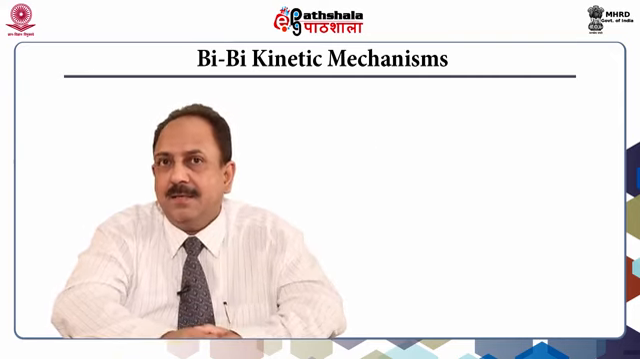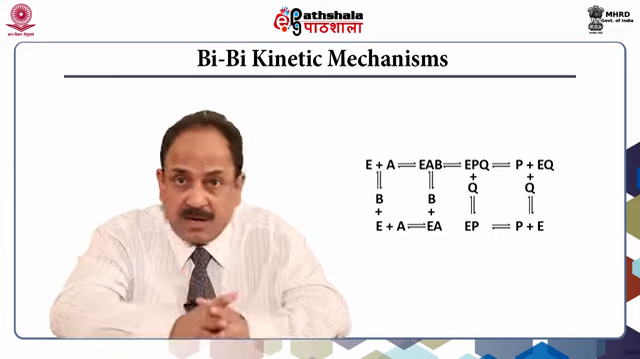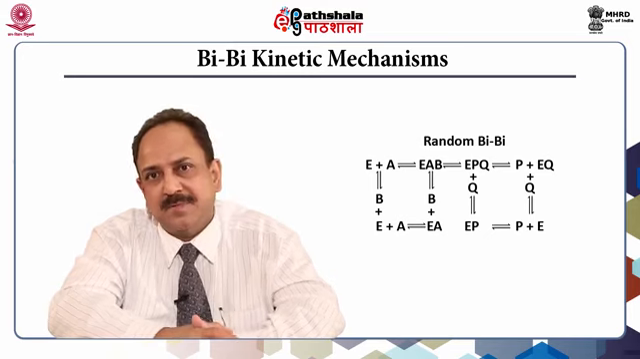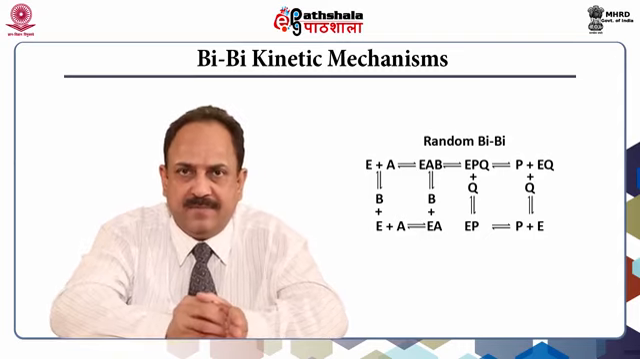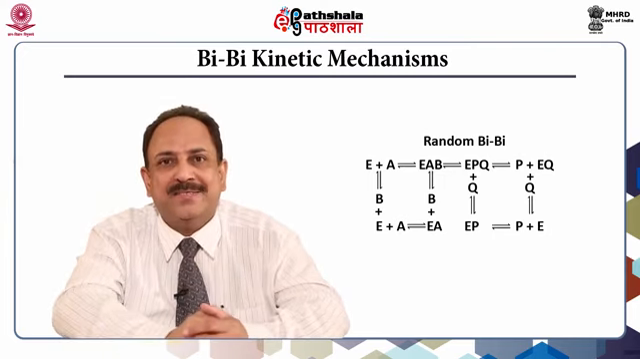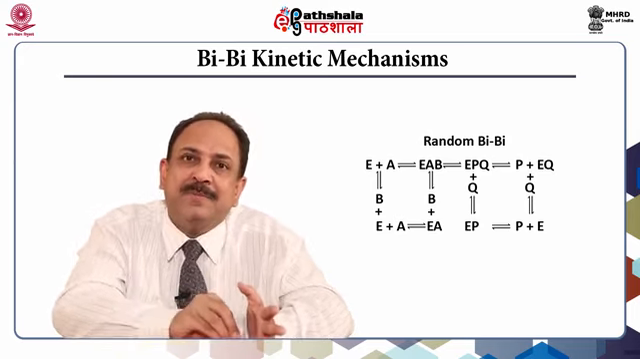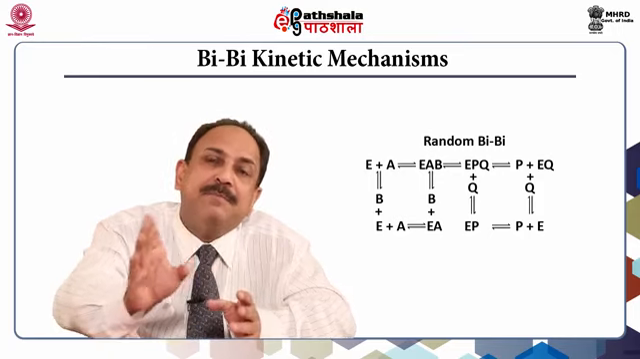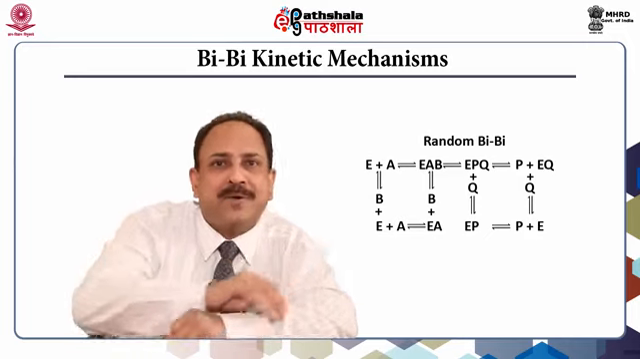On the other hand, if the entry of the substrates and exit of the products is not in an ordered manner, that is, it is random, then this is known as the random bi kinetic mechanism. In this mechanism, either A can enter the active site first or B can enter. When A enters, it forms the EA complex. When B enters, it forms the EB complex. After the formation of either EA or EB, B will enter the EA complex and A will enter the EB complex. With the formation of the EAB complex, it will then pass through the transition state to produce the EPQ complex.